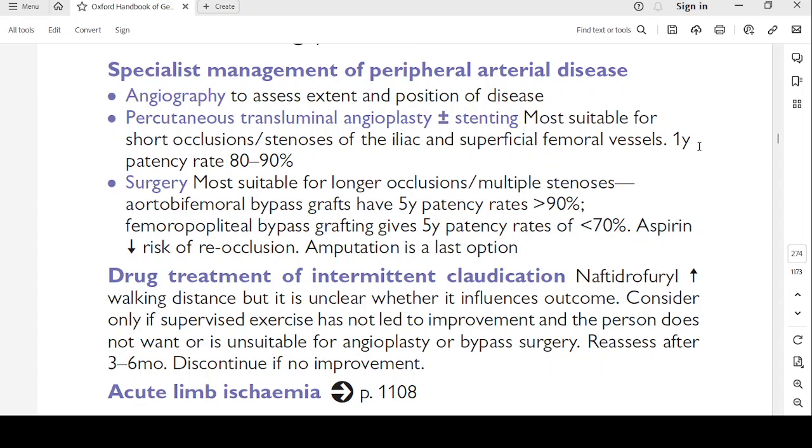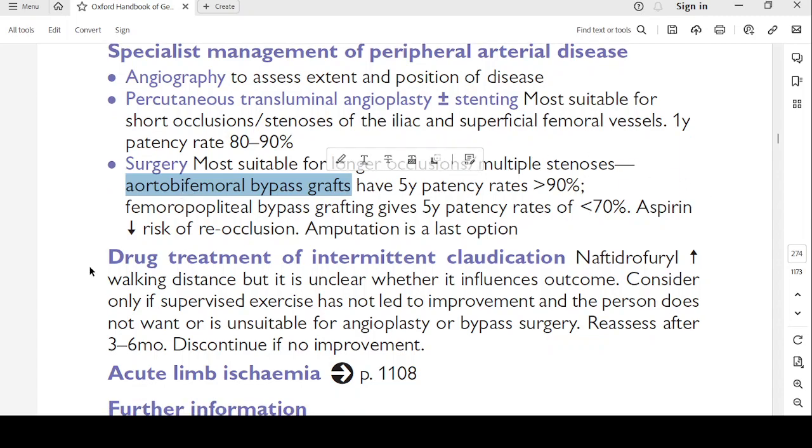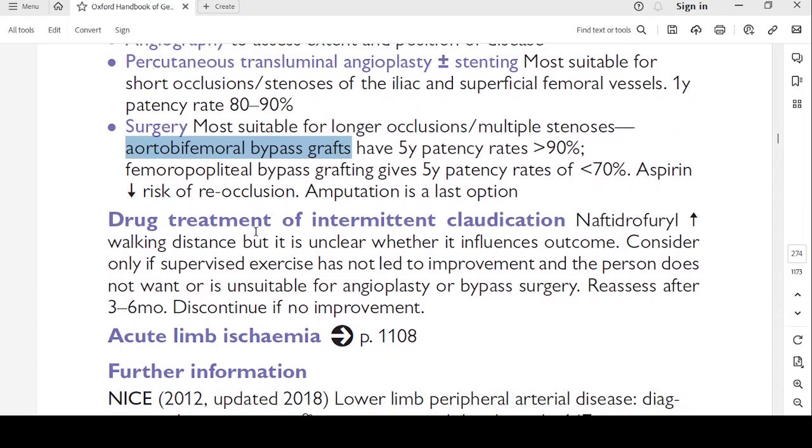So for the big vessels, 1 year patency rate is 80 to 90%. Surgery is most suitable for longer occlusions or multiple stenoses. When it goes to surgery, it is bypass surgery. Bifemoral bypass grafts have 5 year patency of more than 90%. Femoropopliteal bypass grafting gives 5-year patency of less than 70%. Aspirin decreases the risk of reocclusion. Amputation is the last option.